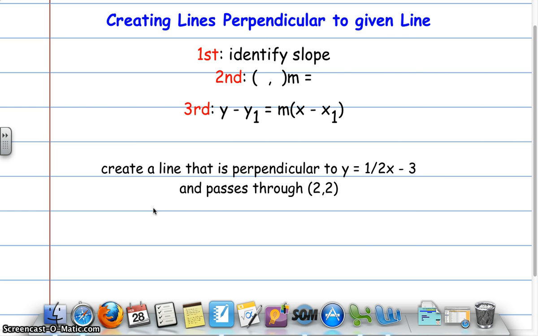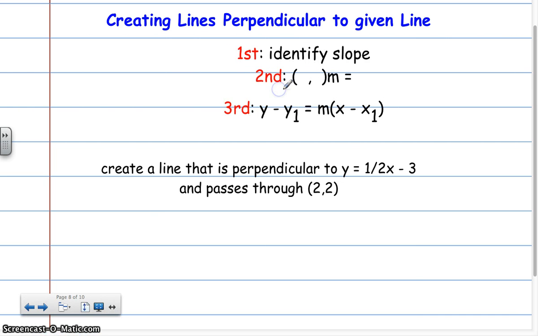So the first thing to do is identify slope. And then we make our little skeleton. That's what step 2 is. We make a little skeleton. That's our point and m equals. The third thing we do, we use the point slope form to create the equation.